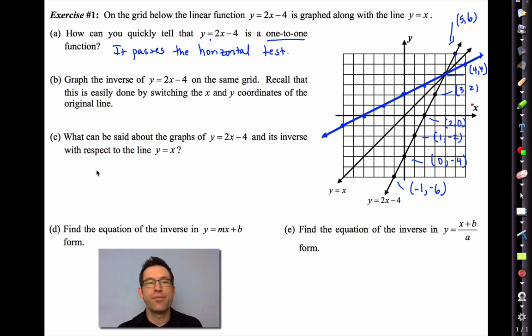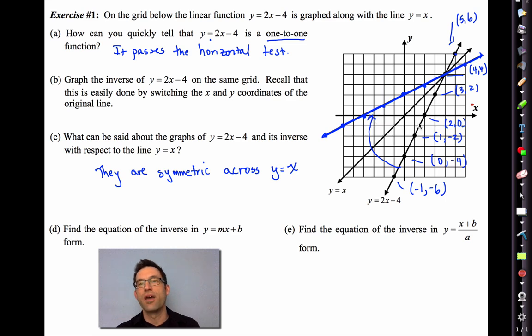Well, you can say they are symmetric. That's the word. They are symmetric across y equals x. Remember, what that means is that if I literally flipped this graph over that line, if I folded this graph paper along that line, these two lines would fall on top of each other.